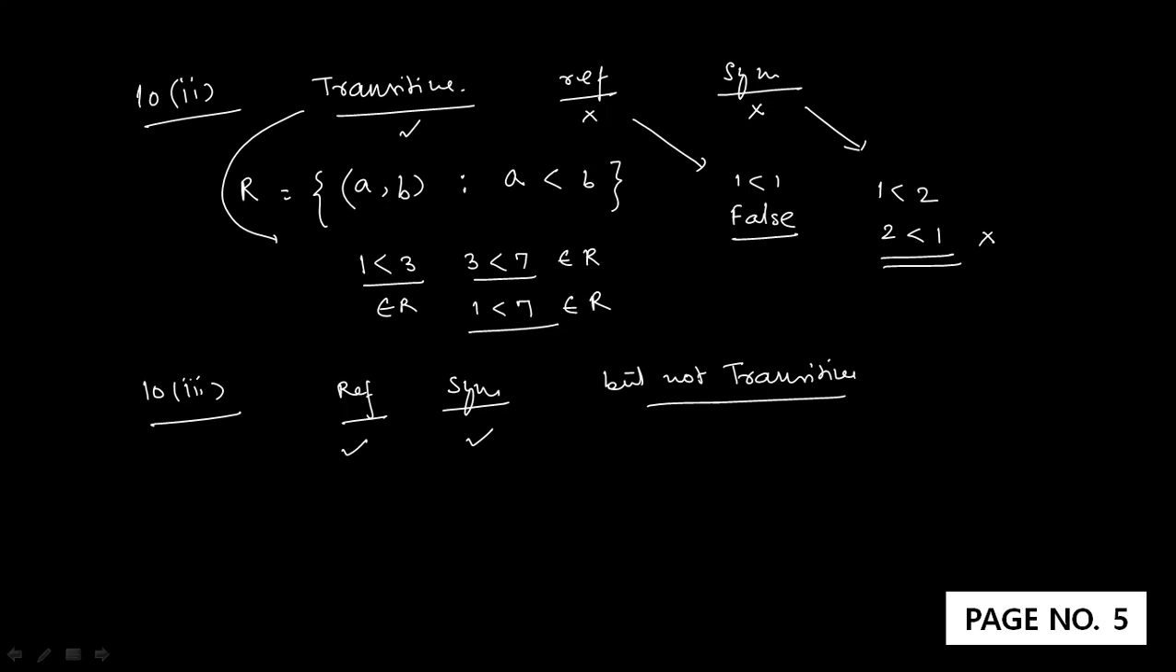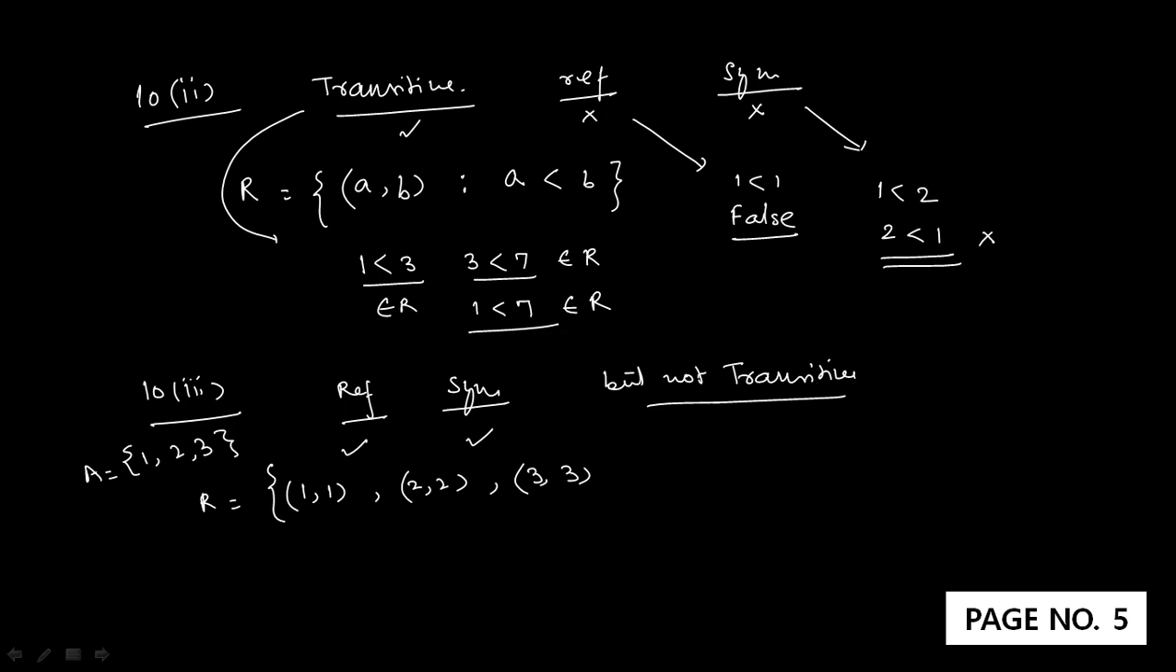Suppose I am considering a set like (1,1), (2,2), (3,3). Suppose it comprises elements from 1, 2 and 3. Suppose these are the elements and this one is the relation. You have to consider only these elements, that is 1, 2, 3.